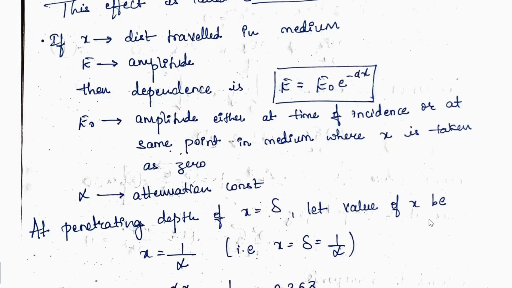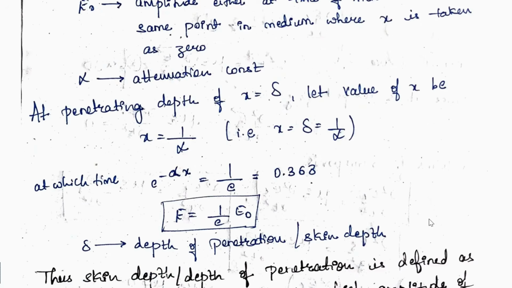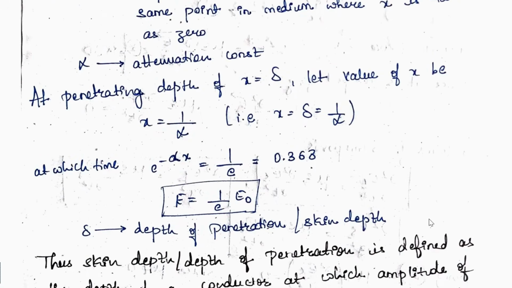If x is the distance traveled in the medium and E is the amplitude, then the dependence is E equals E naught e to the minus alpha x, where E naught is the amplitude at the time of incidence, or at the point in the medium where x is taken as 0, and alpha is the attenuation constant. At the penetrating depth x equals delta, that is x equals 1 by alpha, at which time E equals e to the power minus alpha x, that is 1 by e, whose value is 0.368. So we can write capital E equals 1 divided by small e times E naught.